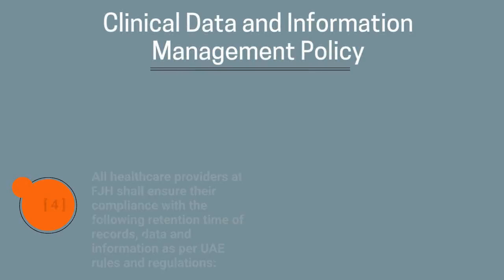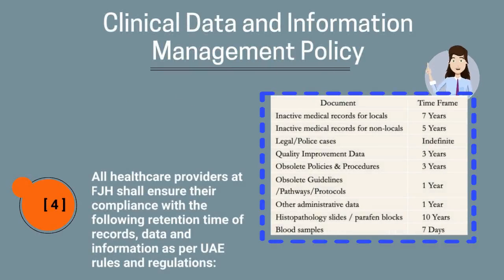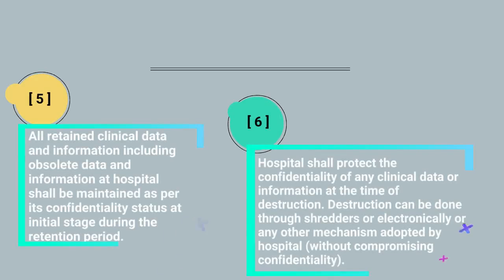All staff at FJH shall ensure their compliance with the following retention times: inactive medical records for locals for 7 years, inactive medical records for non-locals for 5 years, obsolete policies and procedures for 3 years, obsolete CPG for 1 year. All retained clinical data and information shall be maintained as per its confidentiality status.